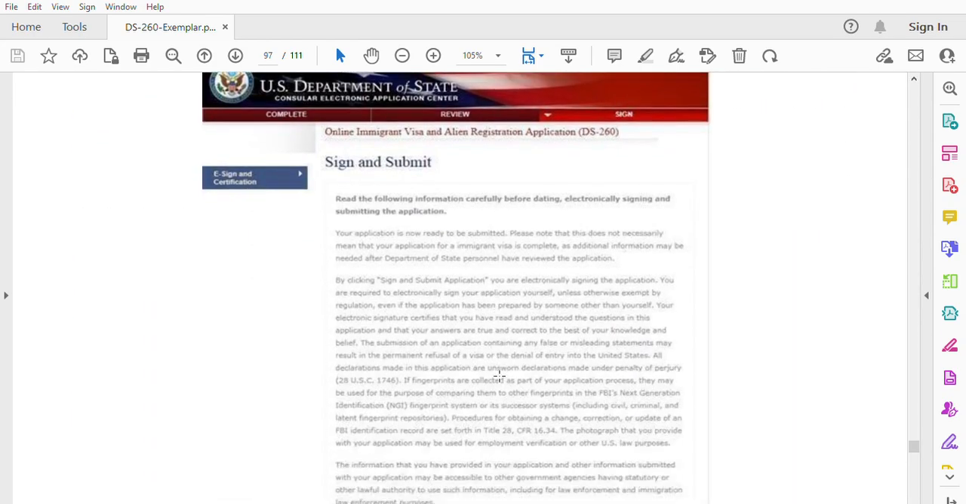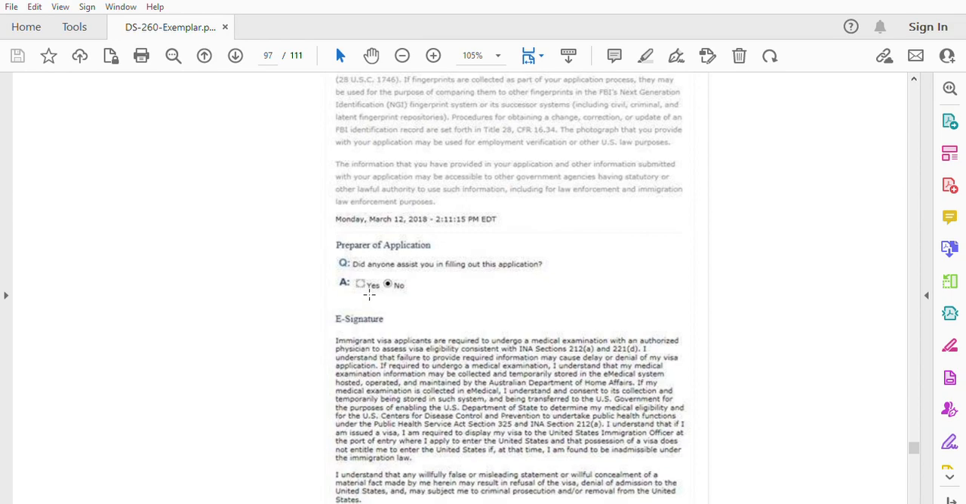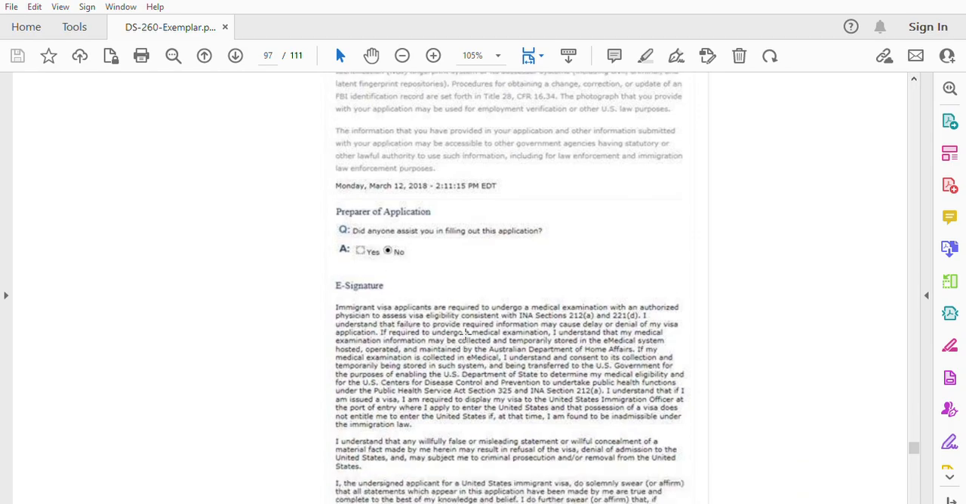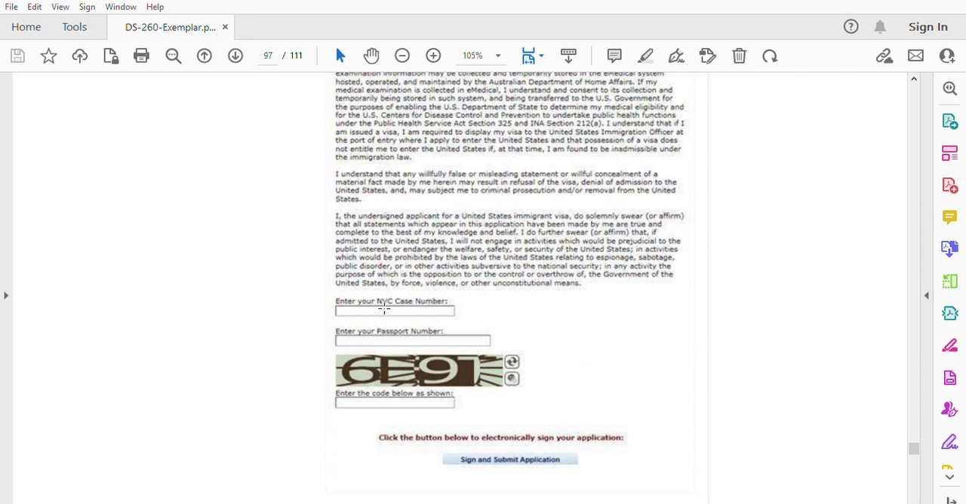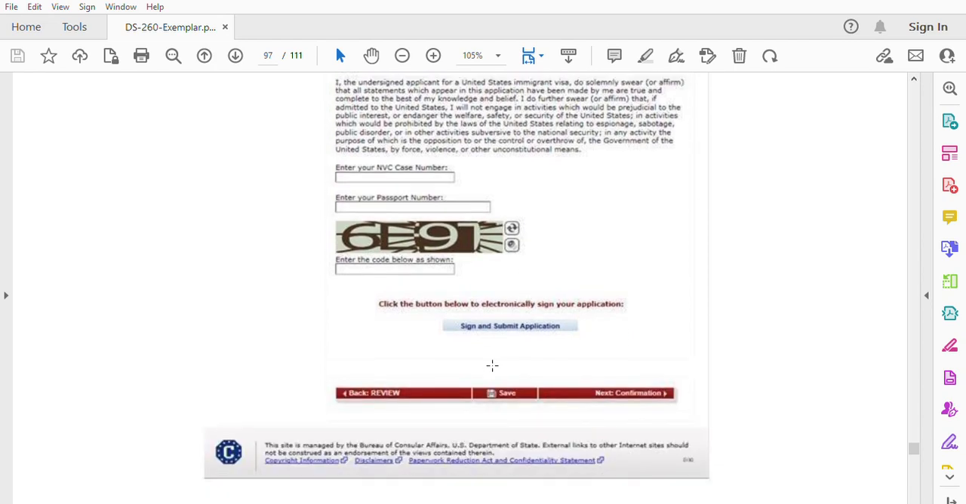Sign now and submit. This is the last part. Did anyone assist you with filling out this application? If you say no, you're good to go. If you say yes, you have to enter the information for that person. Now you're gonna enter a signature, your NVC case number, and your passport number. You enter the characters right here. Then sign and submit the application.